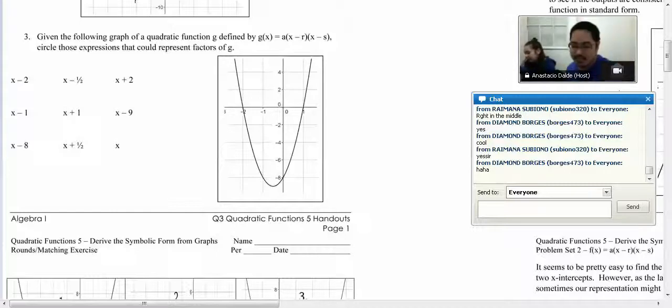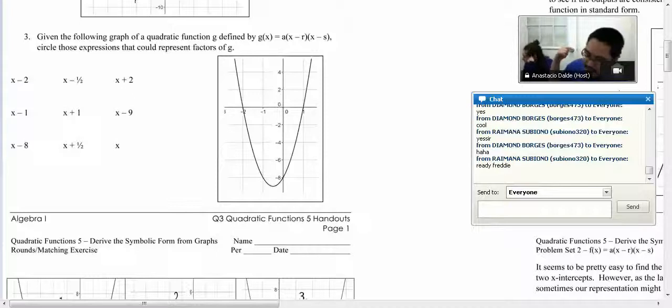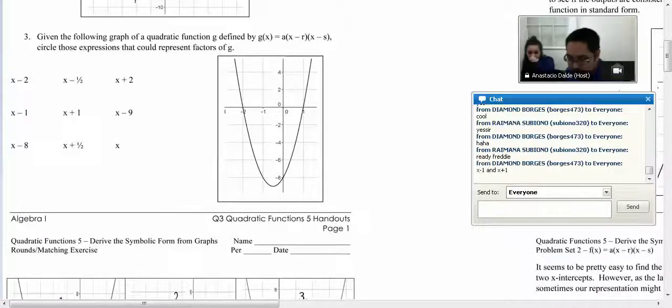Let's move on. Given the following graph of the quadratic g, circle the expressions that could represent the factor or factors of g. Okay, all right, fine.